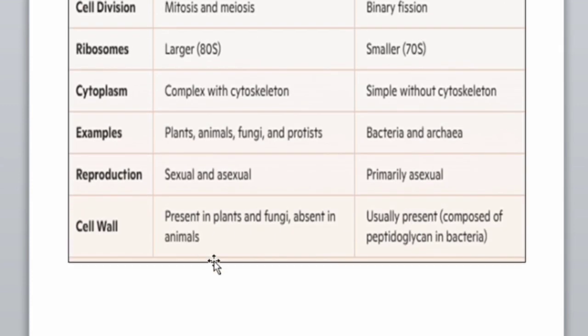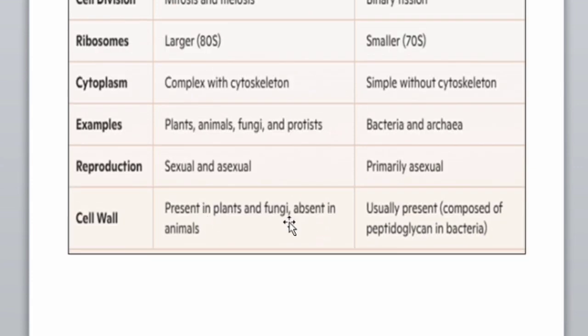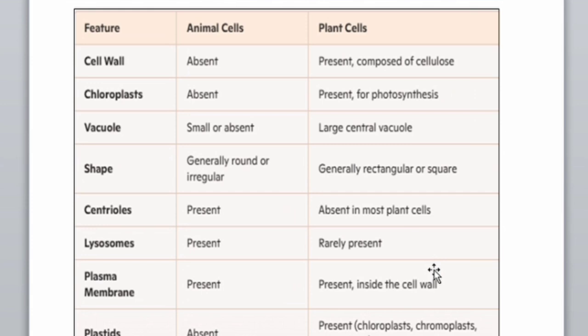Cell wall is present in plants and fungi, absent in animals. In eukaryotic cells, the cell wall is present in plants and fungi, whereas in plants it is made up of cellulose, and in fungi it is made up of chitin. But in case of prokaryotes, the cell wall is usually composed of peptidoglycan, as in bacteria. Now we move to the difference in animal cell versus plant cell.